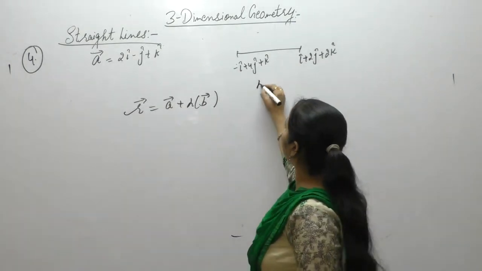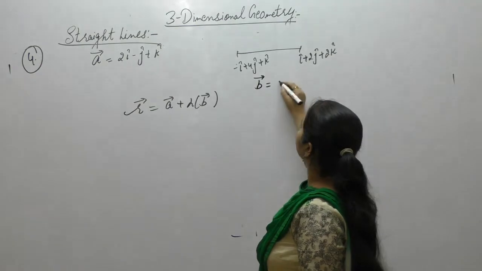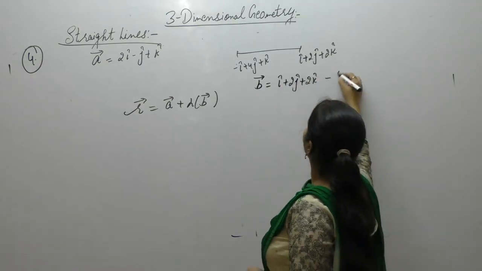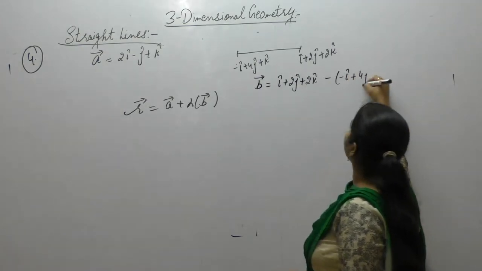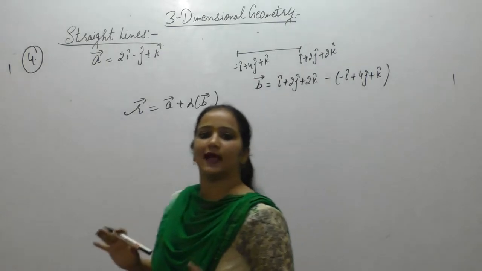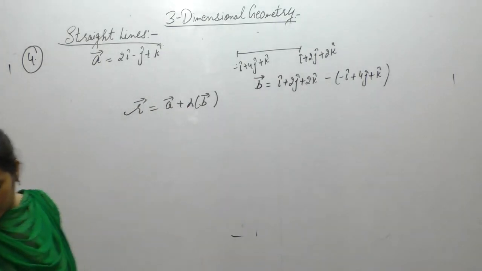Now we want to find the vector that will be equal to i plus 2j plus 2k minus (minus i plus 4j plus k).